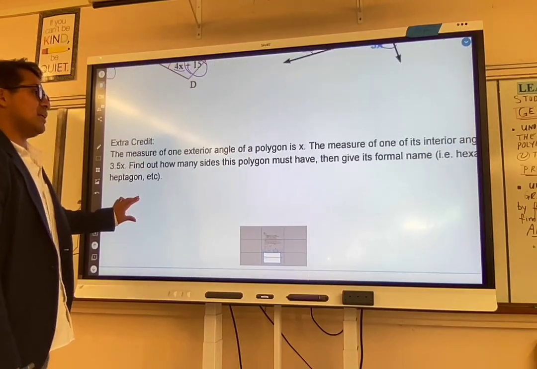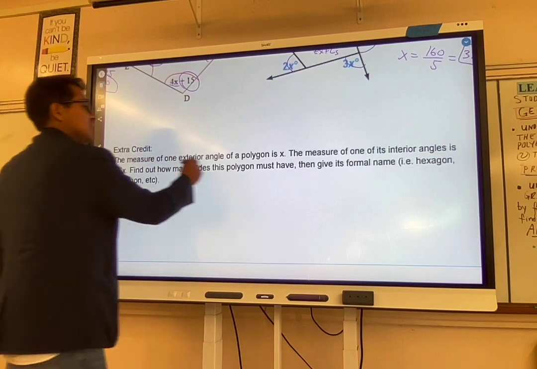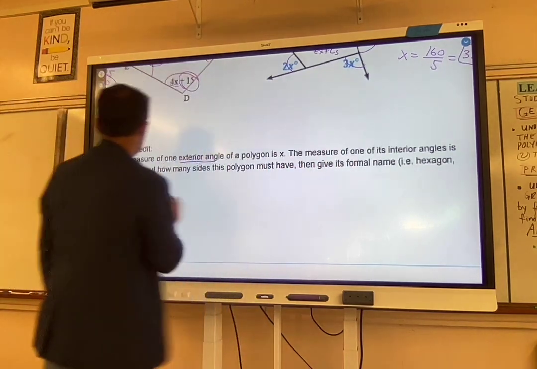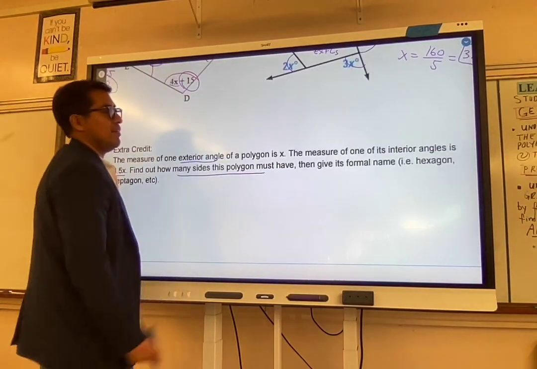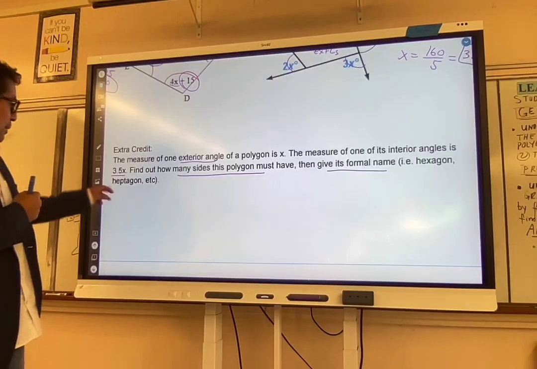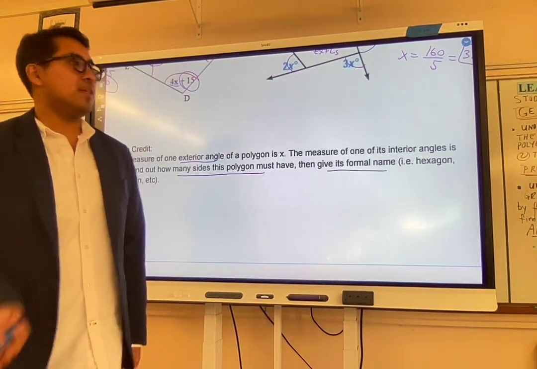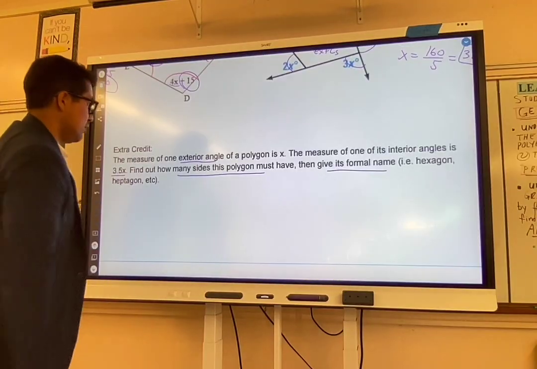Let me go over the extra credit in this case. The extra credit question here is the measure of one exterior angle of a polygon is x. The measure of one of its interior angles is 3.5x. Find out how many sides this polygon must have, and then give it its formal name. Is it a hexagon? Is it a heptagon? So on and so forth. Okay, so this is just like the extra credit question that we saw on the practice exam A. So let me go over how to do this as well if you want to know.